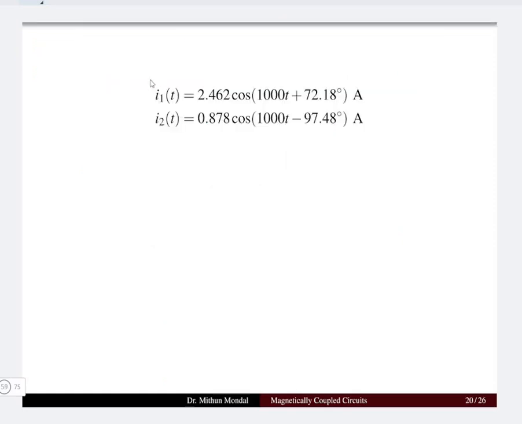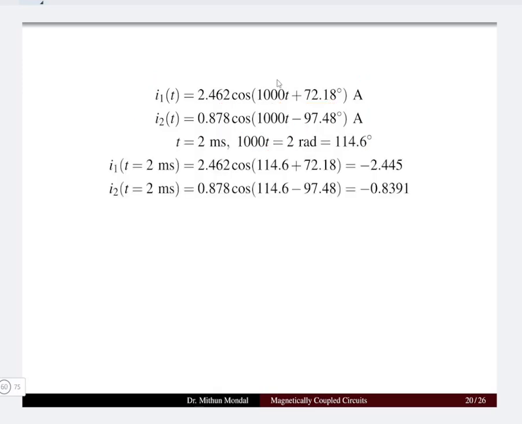Now the currents I1 and I2, which are in the phasor domain, we can convert to the time domain with the appropriate angles, that is 72.18 and minus 97.48, with the maximum values of the currents I1, I2, given the frequency is 1000 radian per second. So at time t equal to 2 millisecond, we put it in this equation where we will have 2 radian, because we have 1000 t involved here, which is equivalent to 114.6 degree, which we can put in the relationship of the currents I1 and I2.